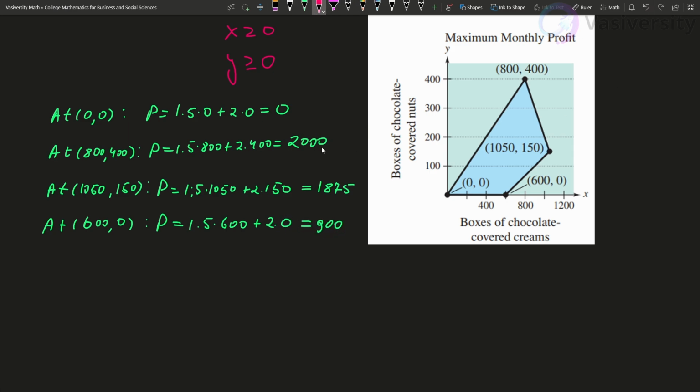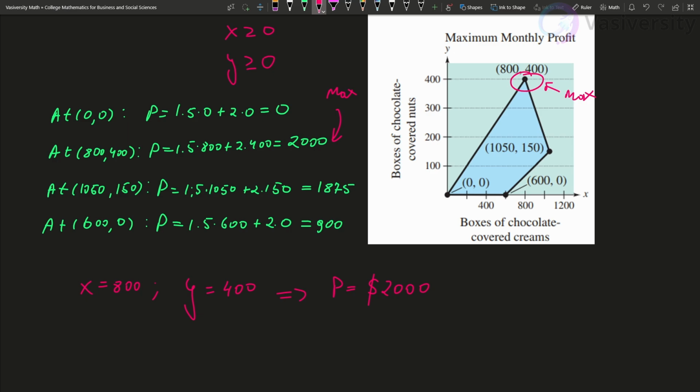So this one is the maximum, right? The maximum profit, which is right here. This is our maximum. So we know that we have to produce monthly 800 boxes of chocolate covered creams and 400 boxes of chocolate covered nuts. So our x is equal to 800, y is equal to 400, which leads to our profit being $2,000. All right. Perfect.